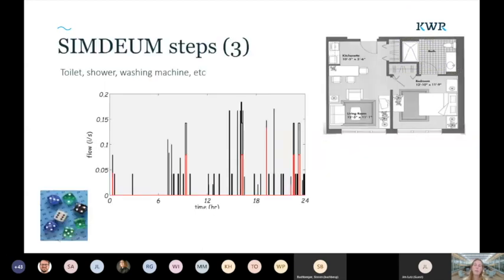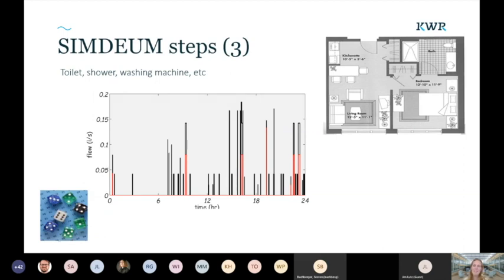The next step would be to do this for all of the end users. So for your shower, your kitchen tap, your washing machine, etc. And the nice thing is that since you know the end use, you can also extract information on hot water use, not just cold water use. So that black line is the total demand, and the red part is the hot water demand. Yes, demand, not use.